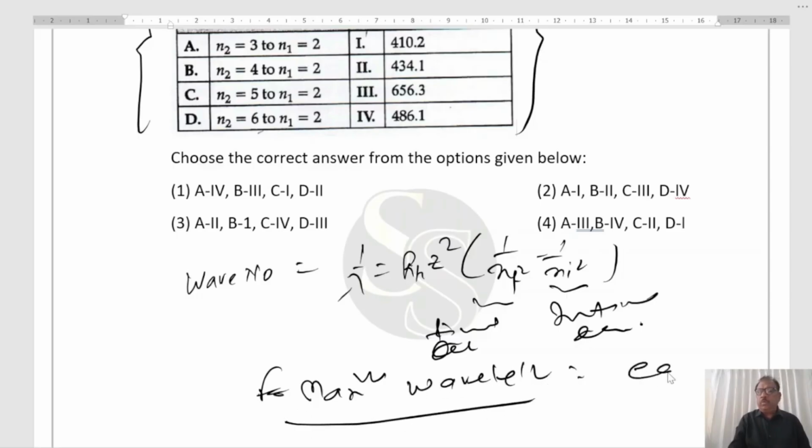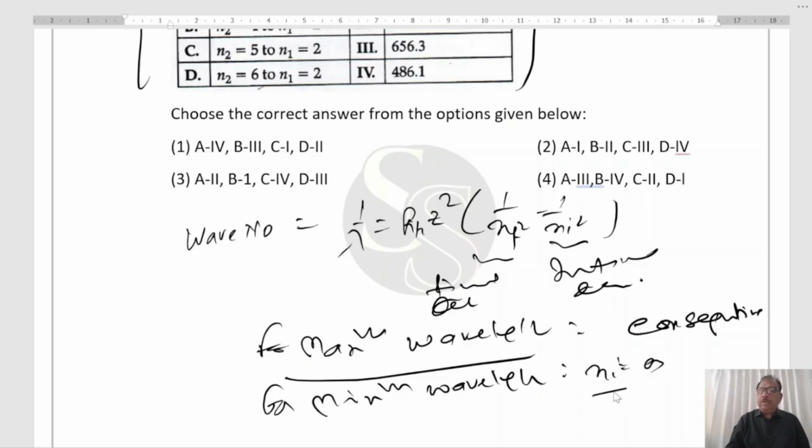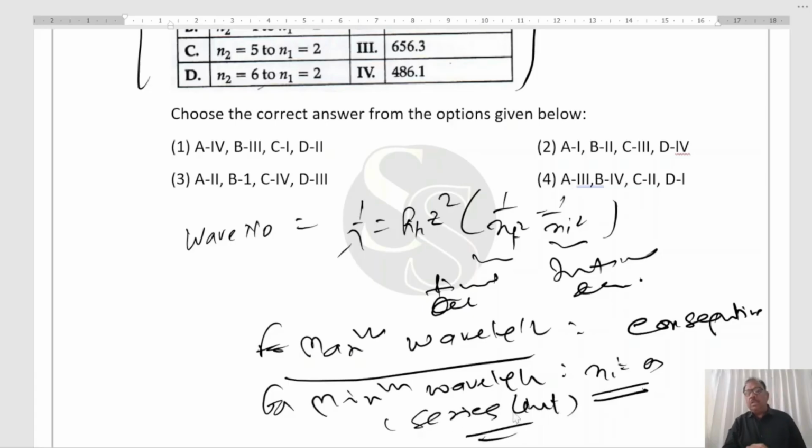The concept is consecutive. Consecutive means if this is 2, then this should be 3; if 3, then this should be 4; if 4, then this should be 5, right? And for minimum wavelength, n_i should be infinity, right? This is also known as the series limit. In this case, the wavelength will be minimum, right?